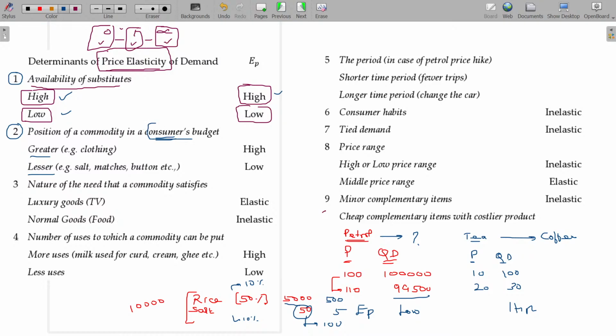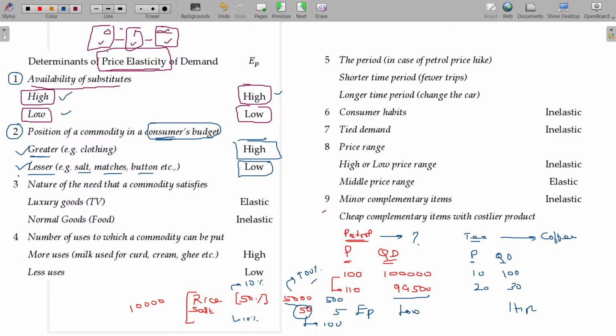Now, where is your position as per your consumer's budget? The greater share items are like clothing, and the small-value items are salt, matches, buttons, matchbox. You never mind about those. If the commodity has a low impact on your consumer budget, you never mind about the price elasticity. Whether the price increases or decreases doesn't matter, low impact. If it takes a greater share, then it will have a high impact. If rice rises by 100%, you think about shifting to wheat or some millets to reduce the spending.